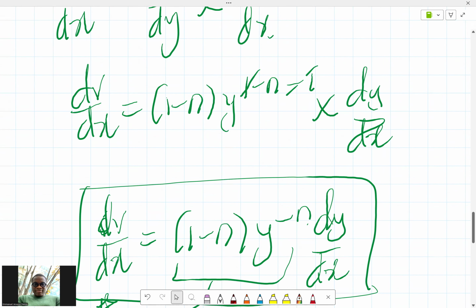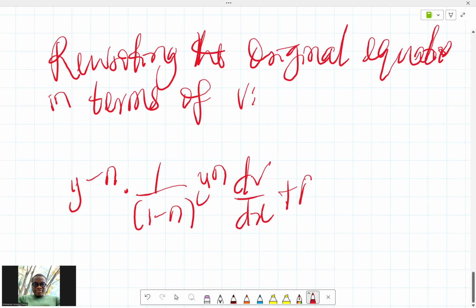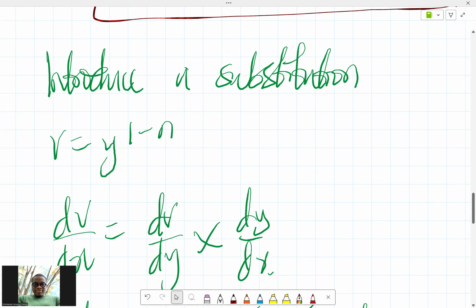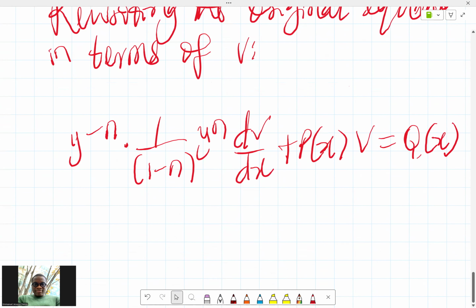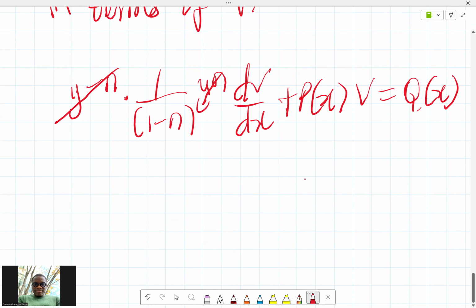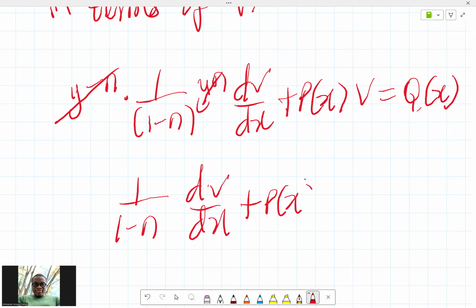Then we have plus p of x times y raised to 1 minus n, which is now v, and this is equal to q of x. So that is what we have based on the current realities. And of course, y raised to n cancels y raised to minus n, and we have 1 over 1 minus n, dv/dx, plus p of x v equals q of x. So we can still tidy things up. That 1 minus n can still go and divide.